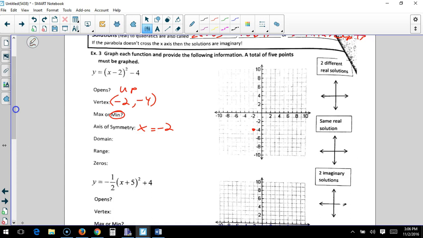Don't want to get ahead of myself too far. This is x minus 2. This should be +2. My mistake. Sorry. So the axis of symmetry is at +2. So it's at 2, -4. My mistake. So that is where your axis of symmetry is going to be right here.